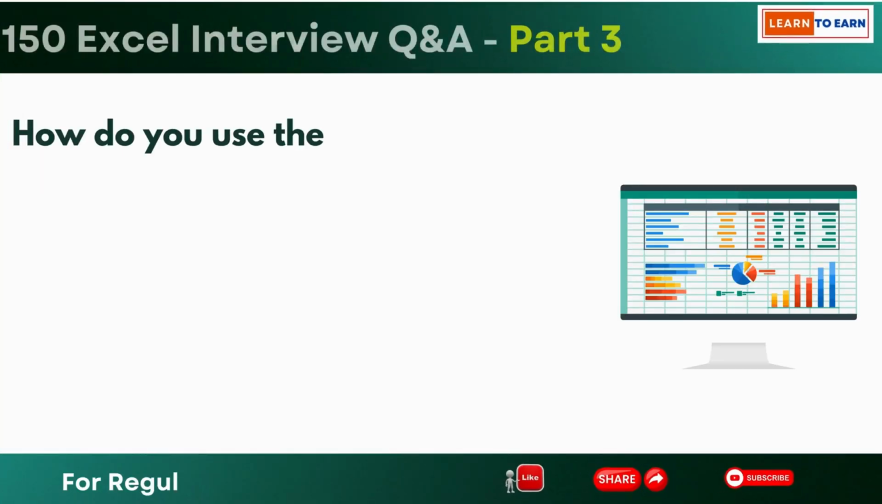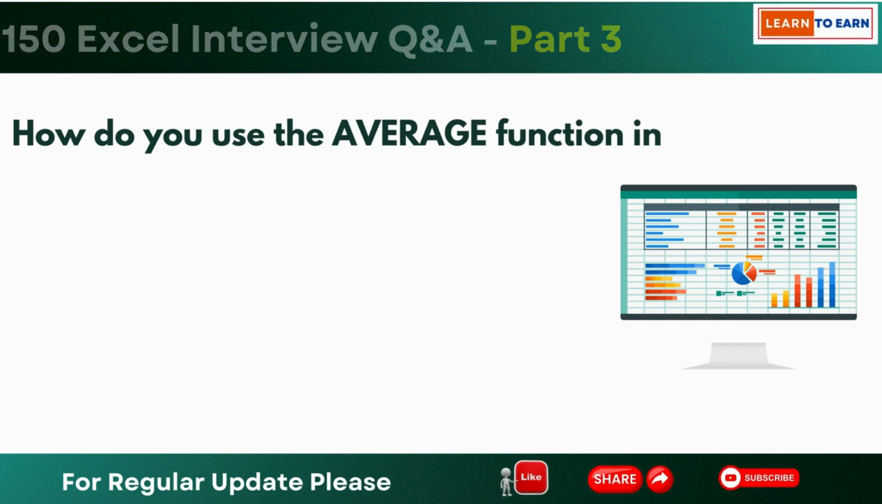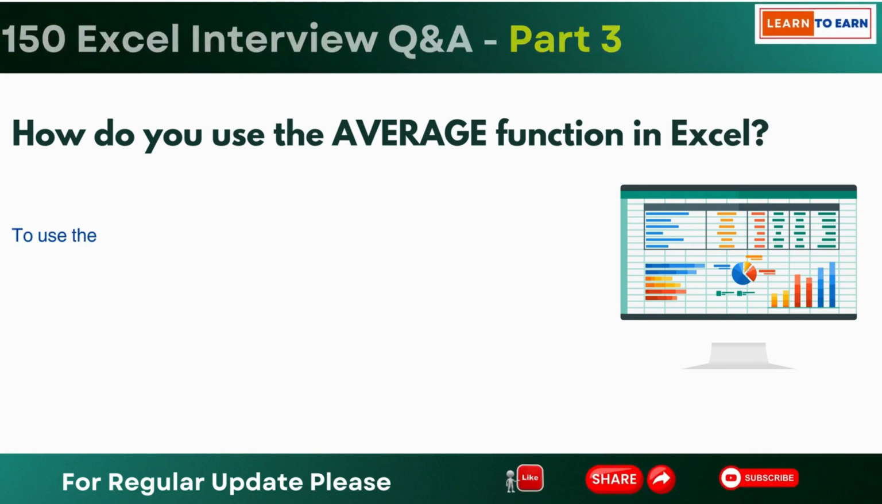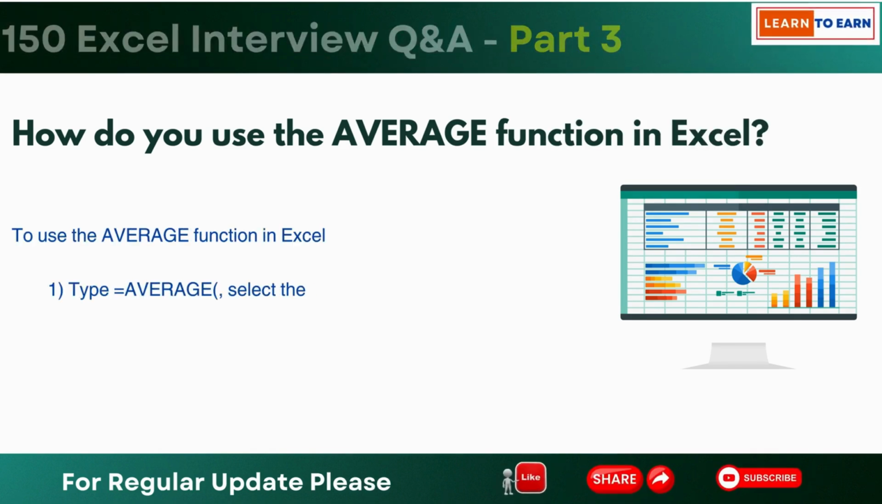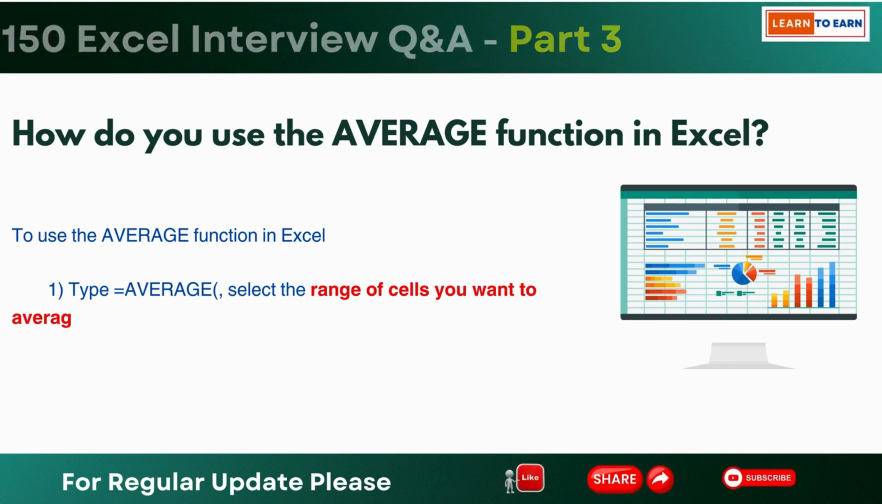How do you use the average function in Excel? To use the average function in Excel, type =AVERAGE(, select the range of cells you want to average and close the parentheses.